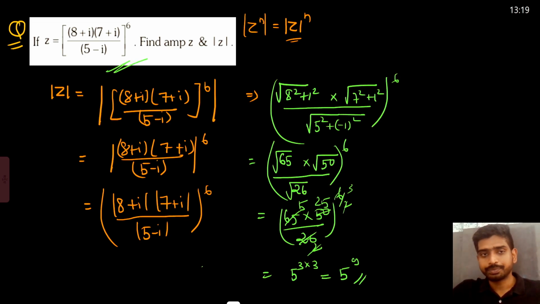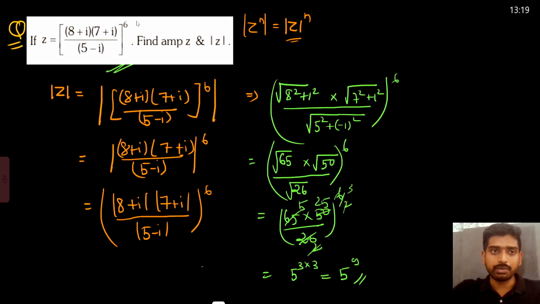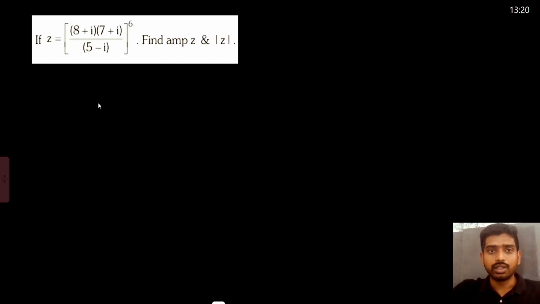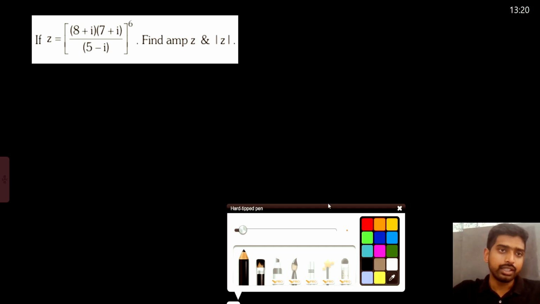Now next, the argument of this complex number, or amplitude of this complex number. We'll take this question in the next slide. Now we'll find the amplitude. The amplitude is nothing but the argument in the range minus pi to pi, meaning the principal argument.